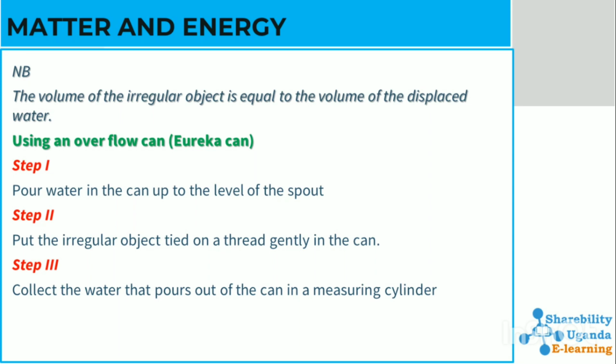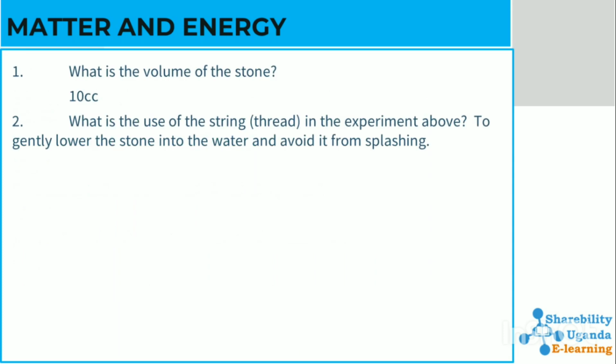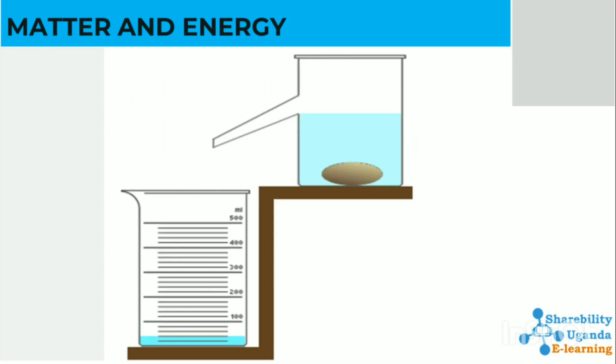Remember, the volume or the amount of the liquid or the water displaced by this object is equal to its volume. The amount of water displaced will be equal to the volume of that irregular object. The volume of the stone will be equal to the volume of the water displaced.